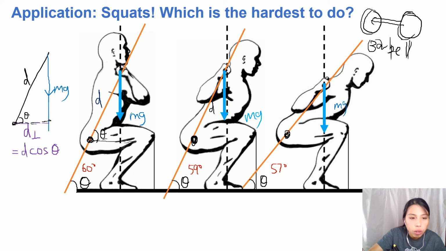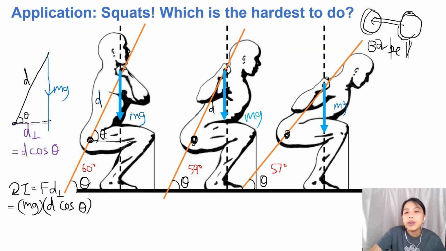So let's calculate the torque generated by this barbell on this person's shoulders or arms. The torque in this case will be force times perpendicular distance. A little bit different, don't forget. So the force is just mg, good old mg, times the perpendicular distance we already found, d cos theta. Okay, so as we look throughout the whole picture, what is changing? As we move from the left picture to the right picture, the angle is getting smaller. So theta is decreasing.